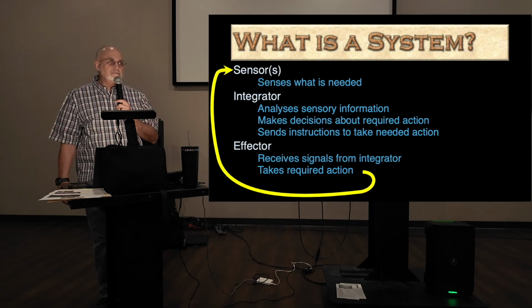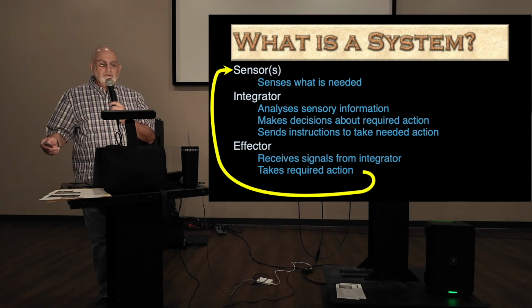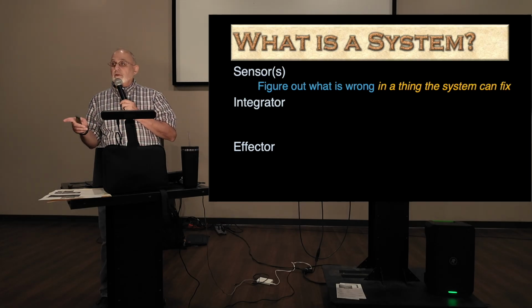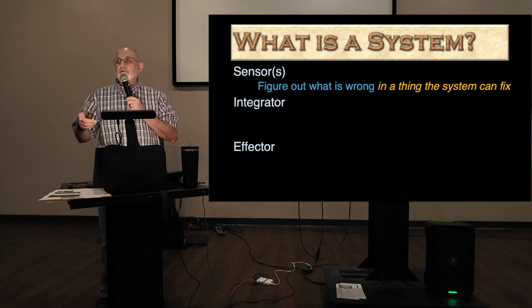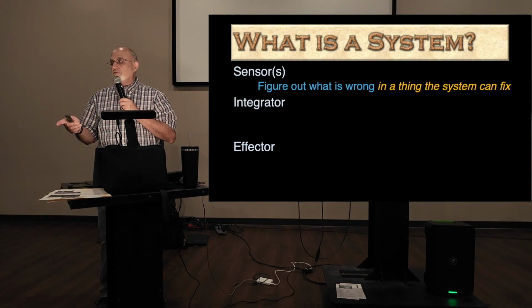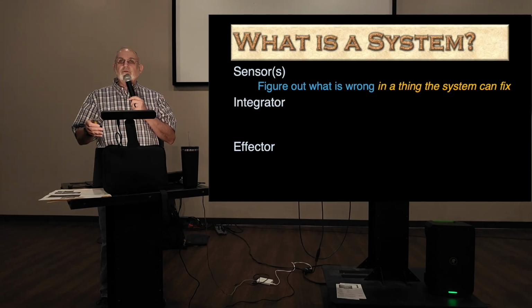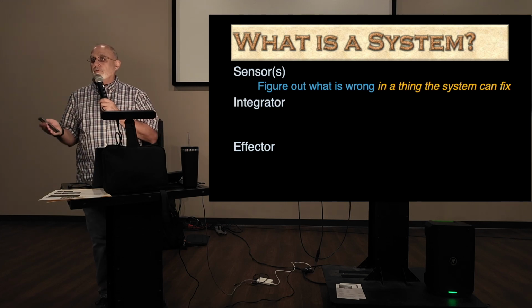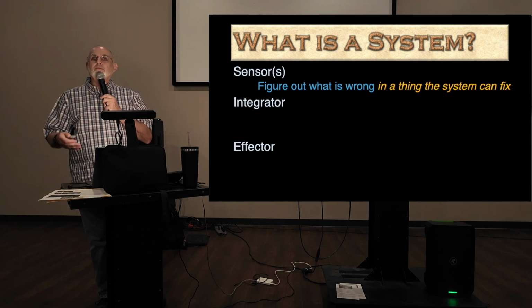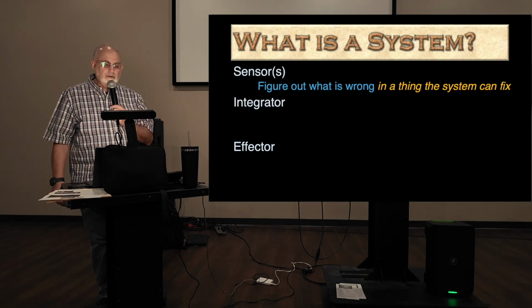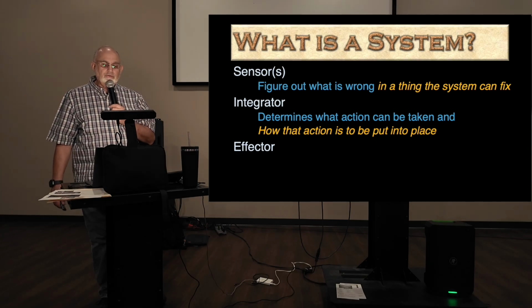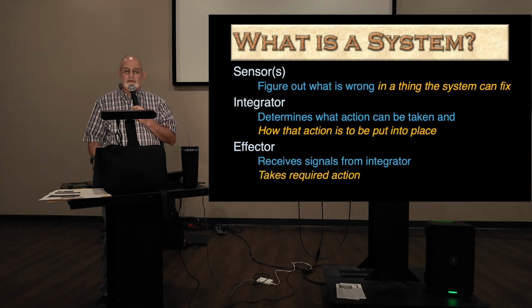This is not trivial. So again, thinking about this just a little deeper, you have to figure out what's wrong in a system that can be fixed. So sensing something's wrong in a system you can't fix doesn't do any good. So you have to have systems that can sense problems, all kinds of problems, and fix a particular one that will solve the problem. So you have to be tuned to the problem in order to have a fix. The integrator has to determine what action is going to be taken and how it's supposed to be put in place. The effector is going to receive those signals and take the required action. And again, it's a feedback loop that's going continually.